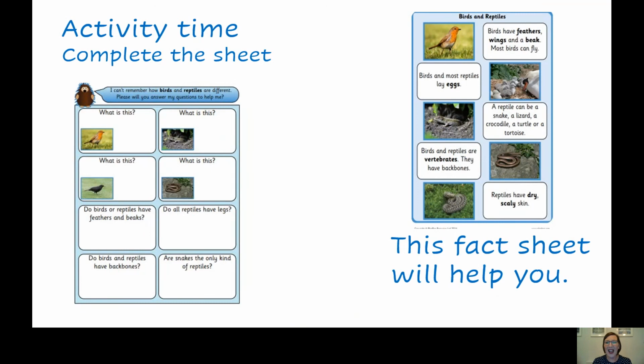Now, activity time. What I want you to do is complete your worksheet. Pause the video here and you can look at this fact sheet to help you. How did you get on? It was really interesting, wasn't it?